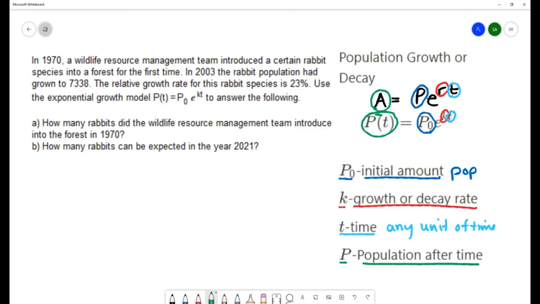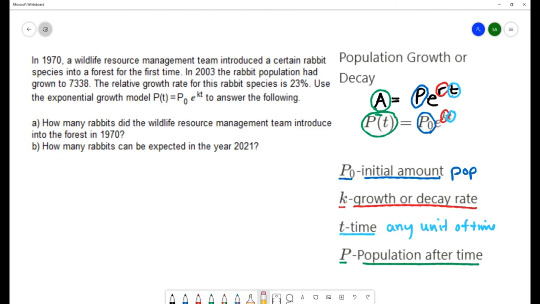So let's go back to our problem and read it again, and let's try to identify what the different values are. In 1970, a wildlife resource management team introduced a certain rabbit species into a forest for the first time. In 2003, the rabbit population had grown to 7,338. The relative growth rate for this rabbit species is 23%. Use the exponential growth model to answer the following questions.